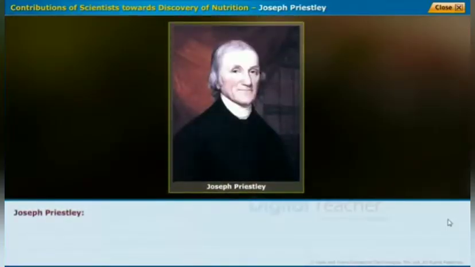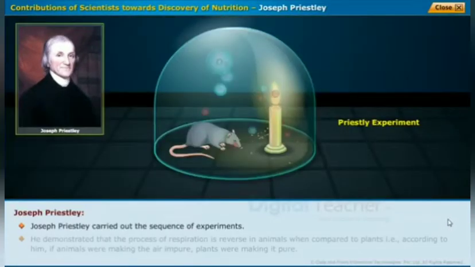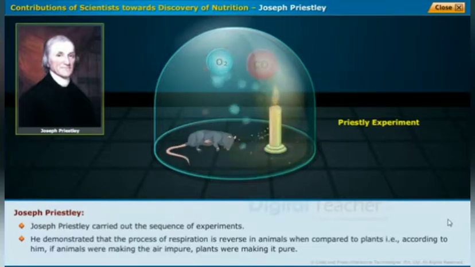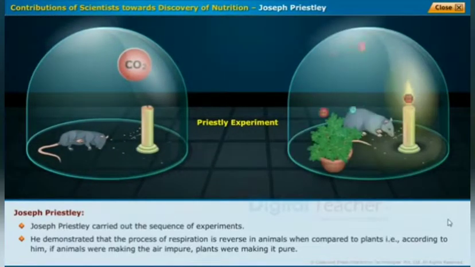Joseph Priestley. Joseph Priestley carried out a sequence of experiments. He demonstrated that the process of respiration is reversed in animals when compared to plants, that is, according to him, if animals were making the air impure, plants were making it pure.